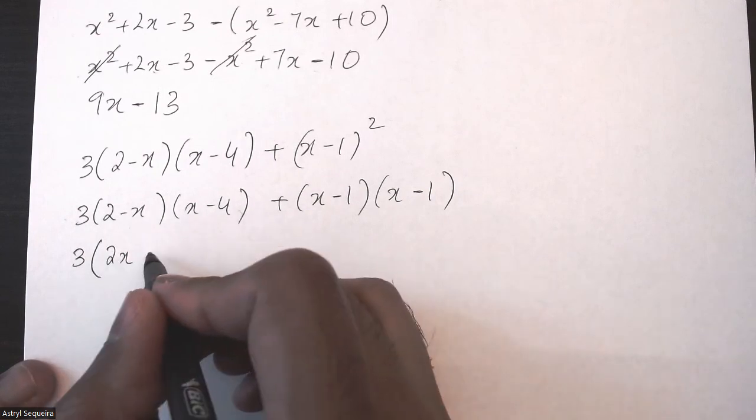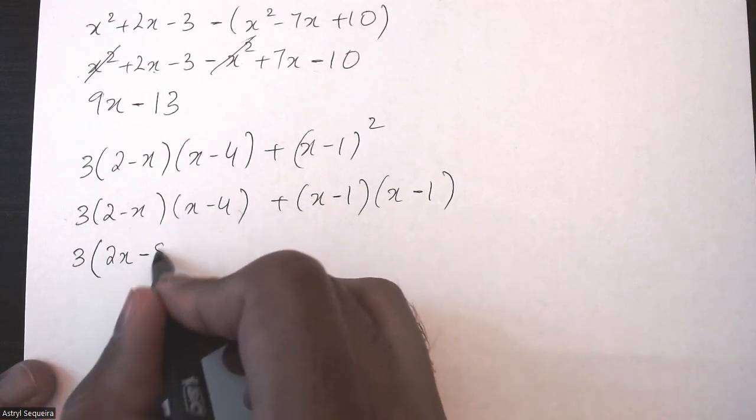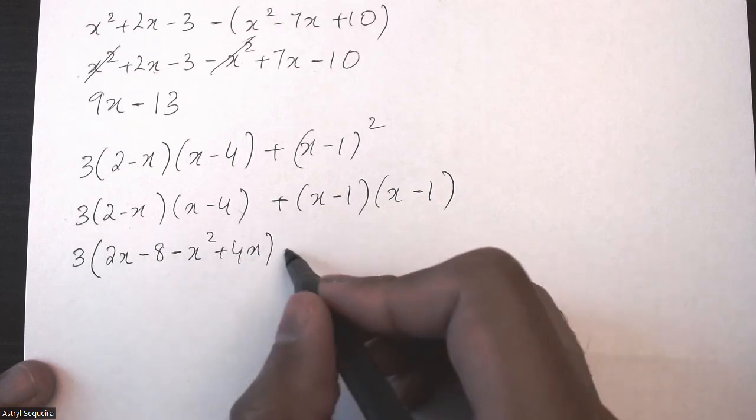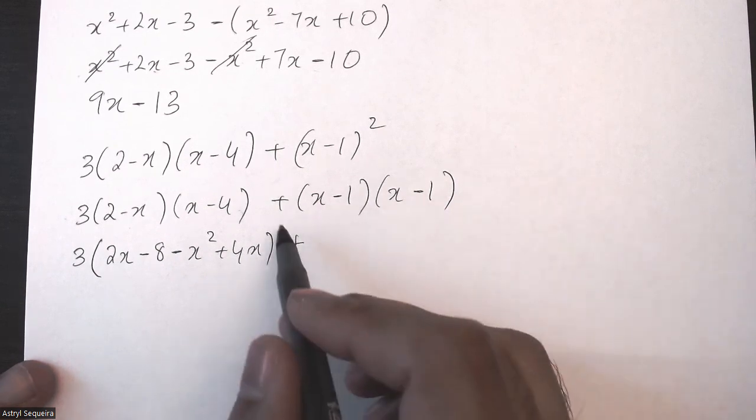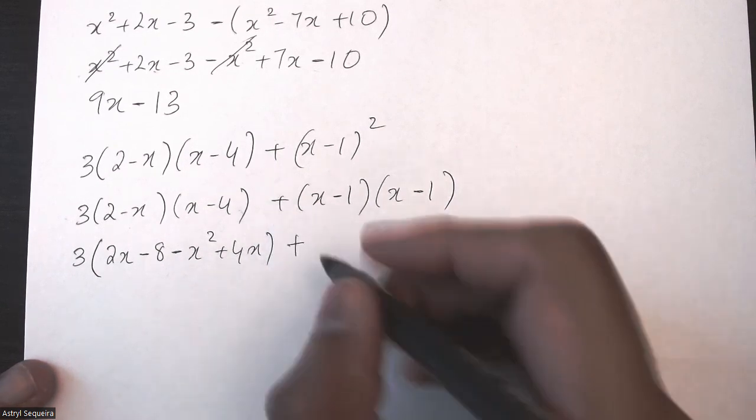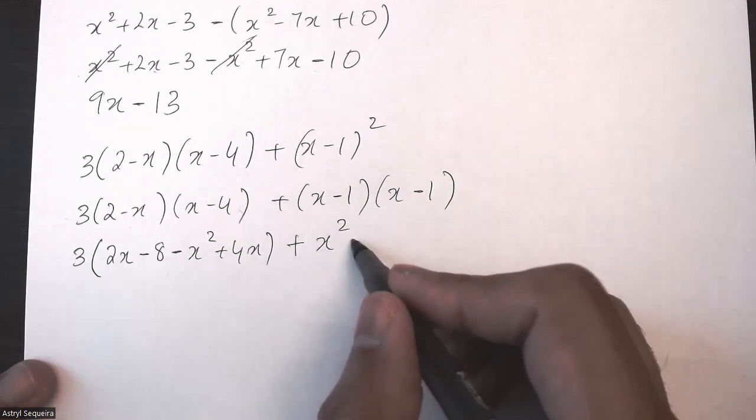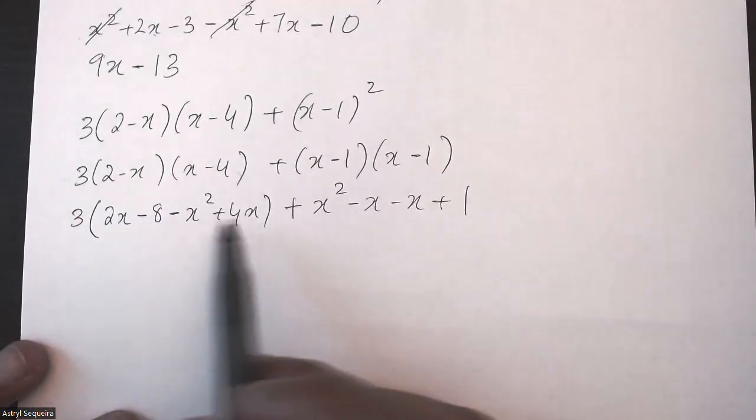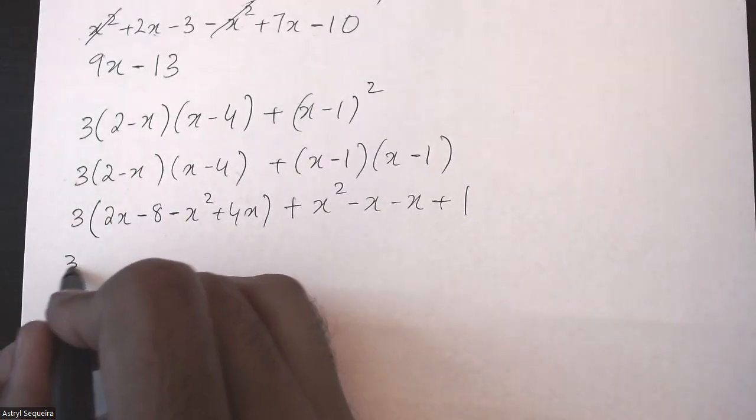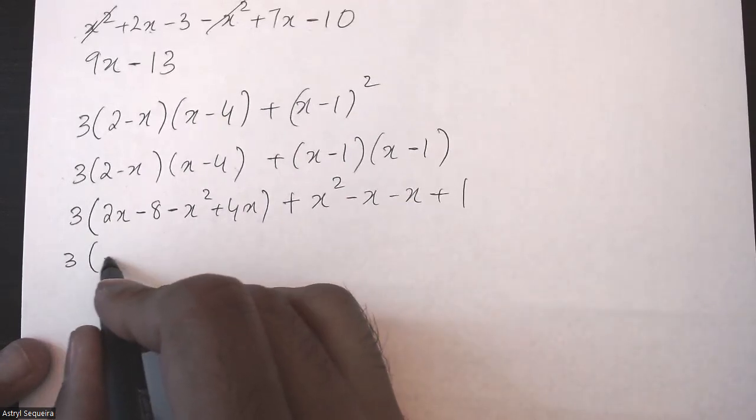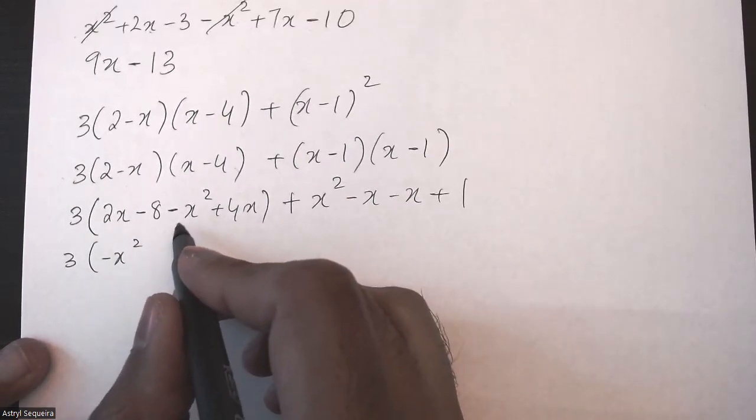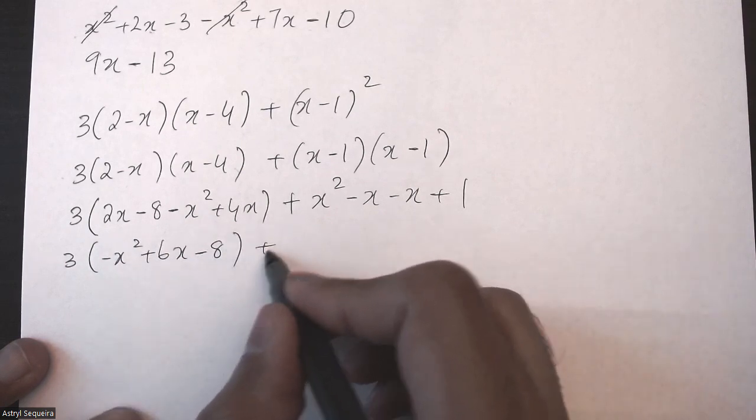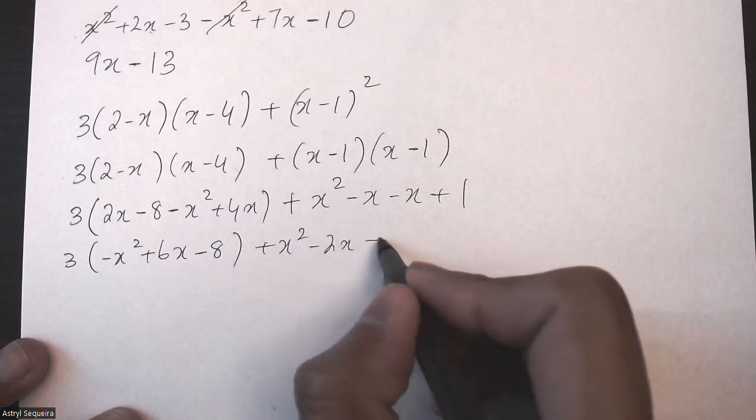So here I have 2x minus 8 minus x squared plus 4x. And over here, I don't need the bracket anymore because it's just a plus. There's no number, there's no negative. X squared minus x plus 1. I'll combine like terms over here and over here. So 3 times negative x squared plus 6x minus 8. This is just x squared minus 2x plus 1.